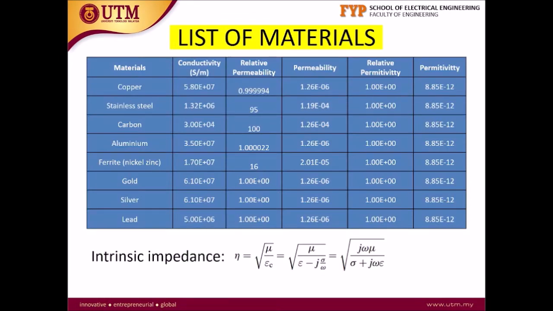Let me start with the first step of the project where we identify the suitable materials for the shield using transmission line analysis. The material was chosen based on good conductivity. We know that a good conductor shows a phase angle of intrinsic impedance of 45 degrees. The intrinsic impedance was calculated based on the Maxwell equation. The table shows the materials that were chosen initially, which are copper, stainless steel, carbon, aluminium, ferrite, gold, silver, and lead, along with their conductivity, permeability, and permittivity.